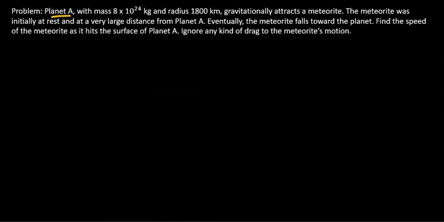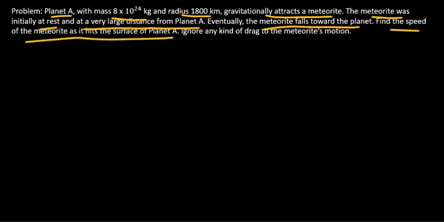Problem 3. Planet A with mass that much kg and radius 1800 kilometers gravitationally attracts a meteorite. The meteorite was initially at rest and at a very large distance from that planet A. Eventually, the meteorite falls towards the planet. Find the speed of the meteorite as it hits the surface of the planet A. Ignore any kind of drag to the meteorite's motion.